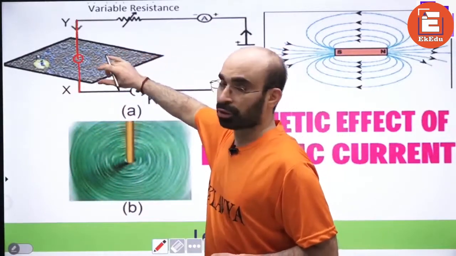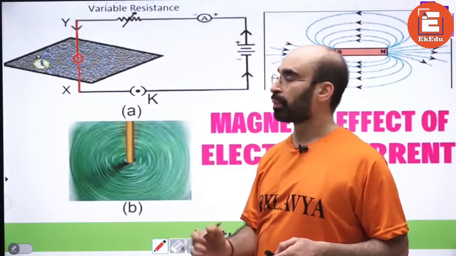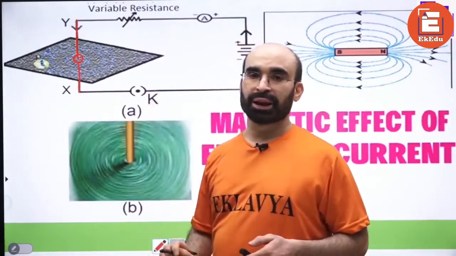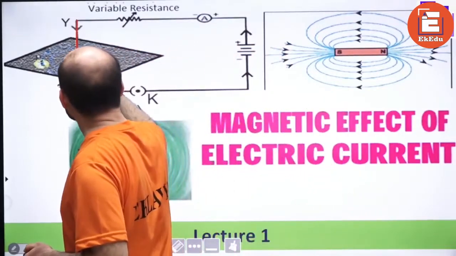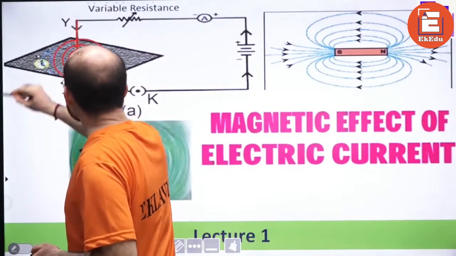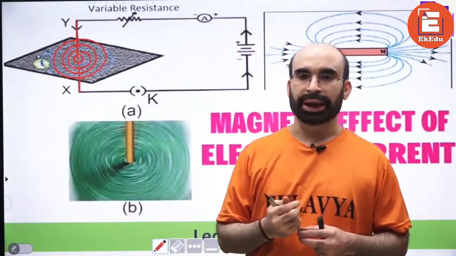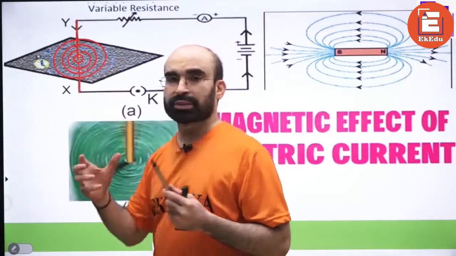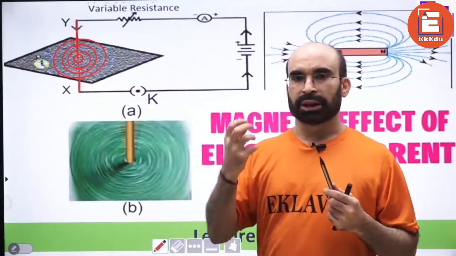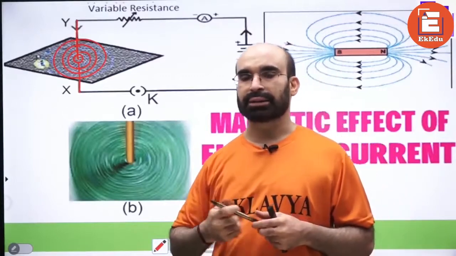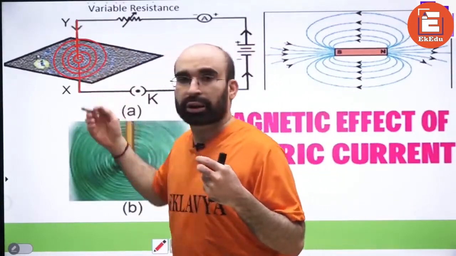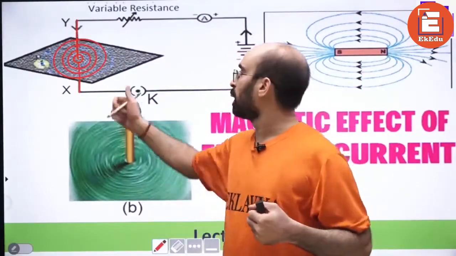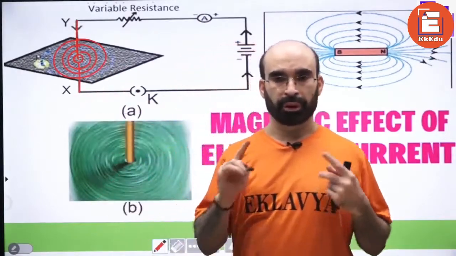On this sheet, iron filings were placed, and when current is made to pass through this wire, these iron filings had this sort of structure. They aligned themselves in this circular pattern. Closer to the wire there were more iron filings. That gives the idea that closer to this conducting wire, the field is strong. The magnetic effect is strongly felt closer to this wire.